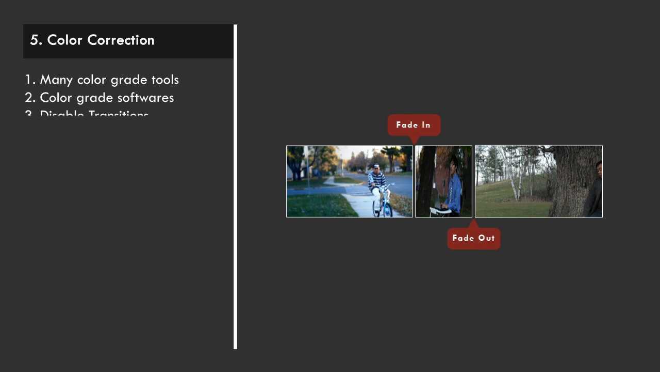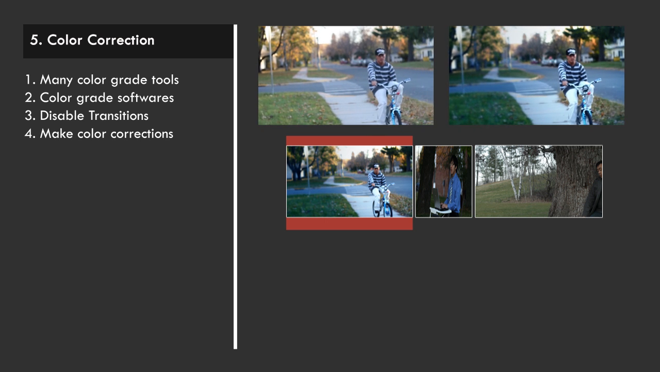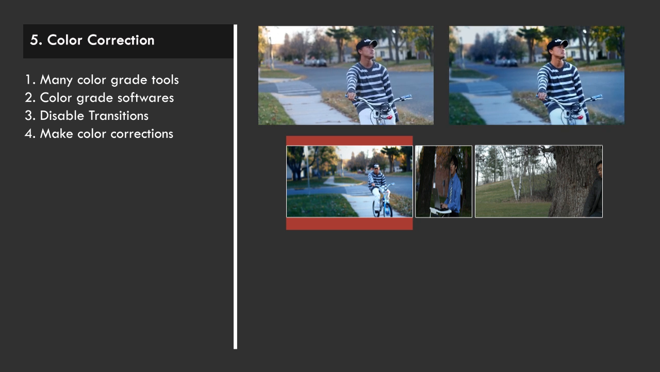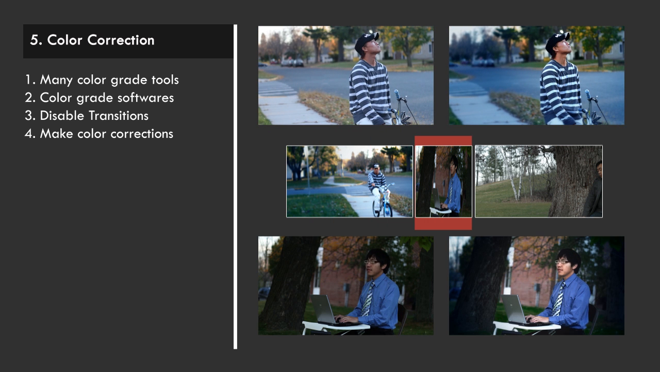If you can, turn off your transition, then color grade each video at a time. Color grading can be tedious if it is your first time, but once you get used to it, the workflow will become much faster. When you are done color grading, turn back on your transitions, and you are ready for a final render.